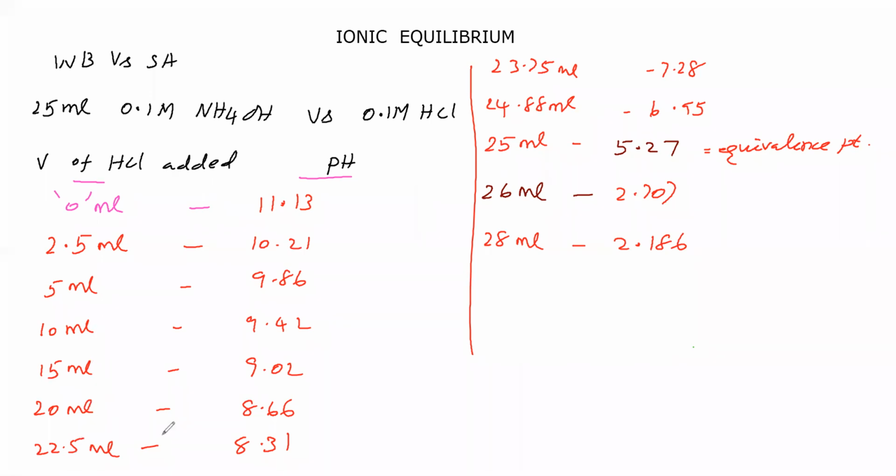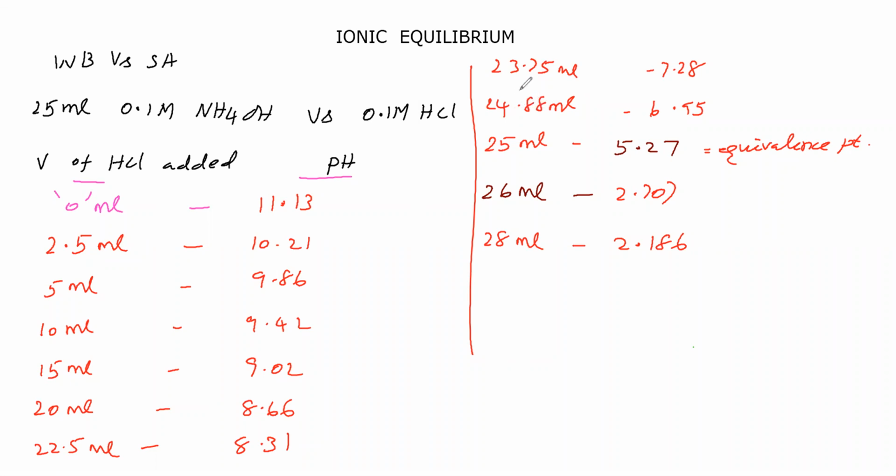Here 2.5 ml we added and the pH reduced 0.35. Now from this point to this point, we added only around 1.25 ml, and the pH reduced nearly 1. So far, did we add more than this? Yes, we added more than this, but here the pH is reducing more.